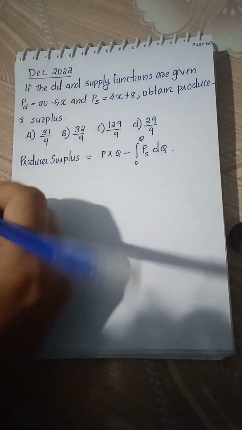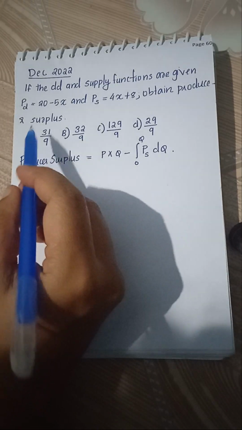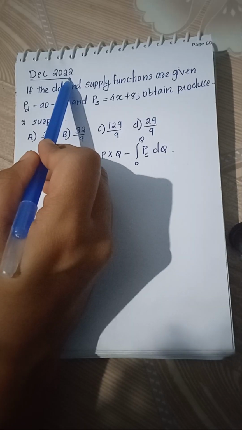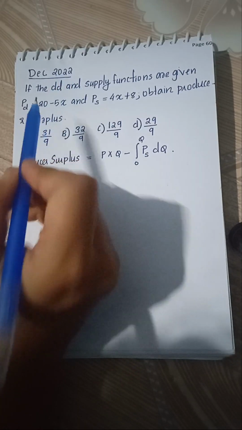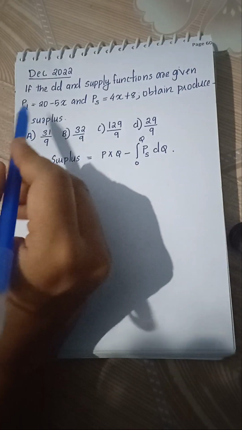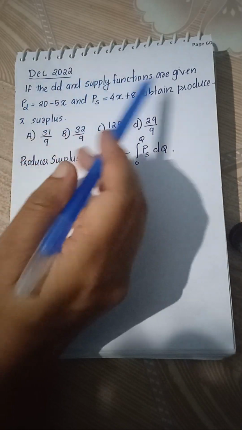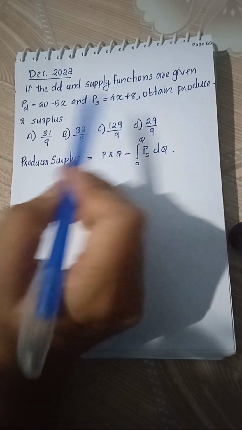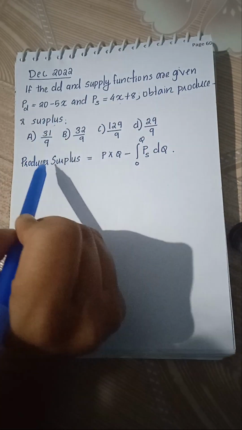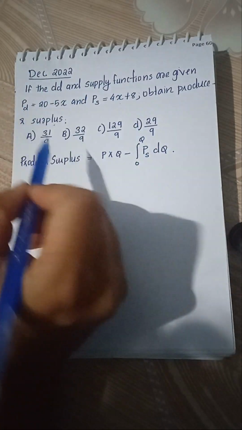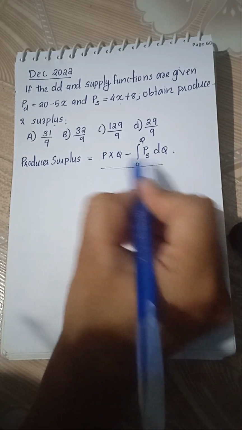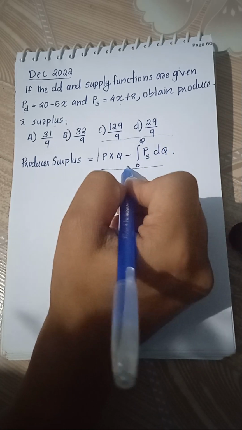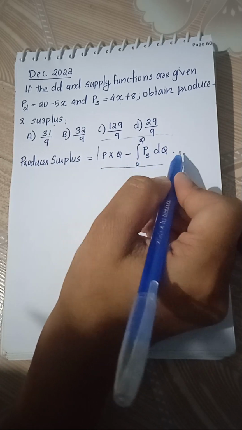So today we are going to solve a UGC NET question from Mathematical Economics, which was asked in the December 2022 batch. So let's look at the question. We are given the demand and supply functions, and we have to find the producer surplus. We have the options here, and we know the equation for producer surplus, that is P into Q minus integral 0 to Q PS dq.